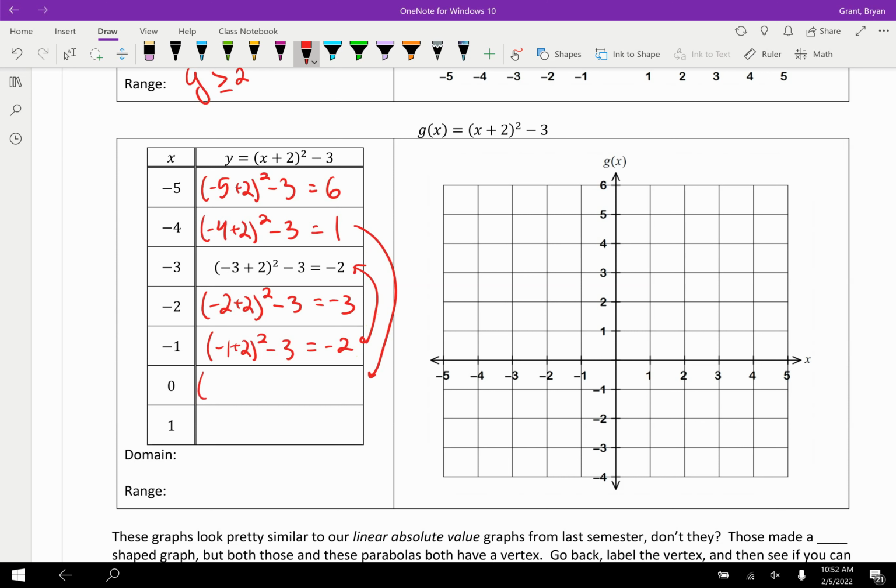Let's see. 0 plus 2 squared minus 3. 2 squared is 4. 4 minus 3 is 1. Ha! I bet this last one's going to be 6, but always good to double check. 3 squared is 9. 9 minus 3 is 6. Yes, it is. Look at that symmetric pattern.